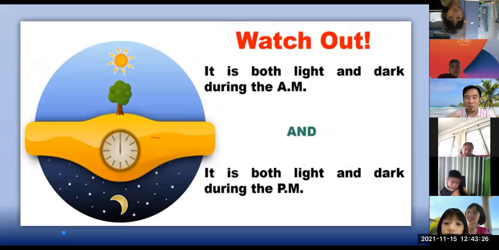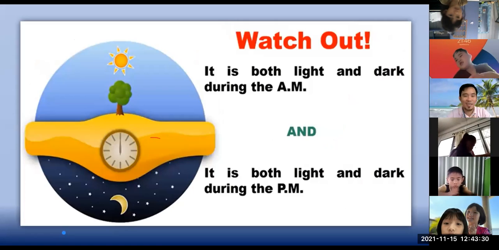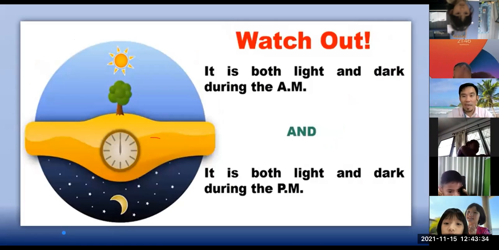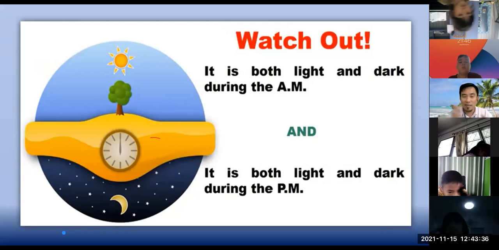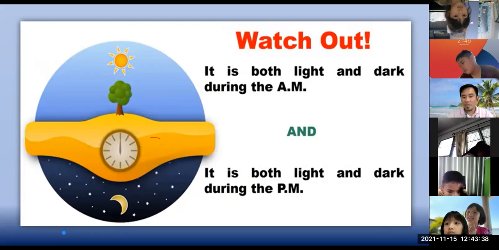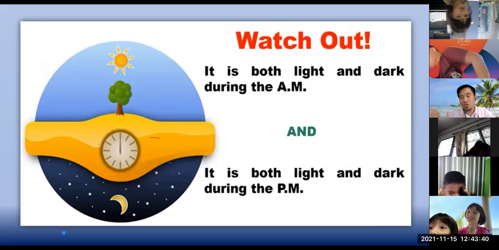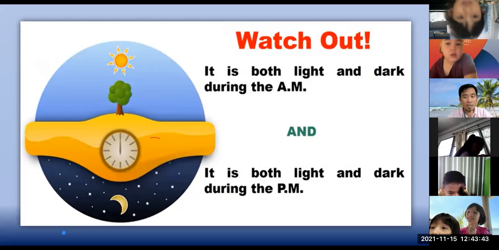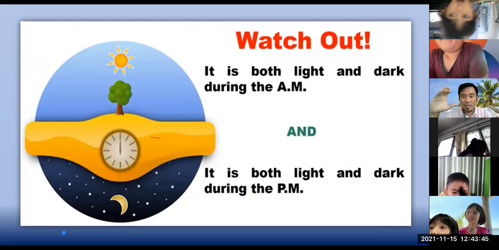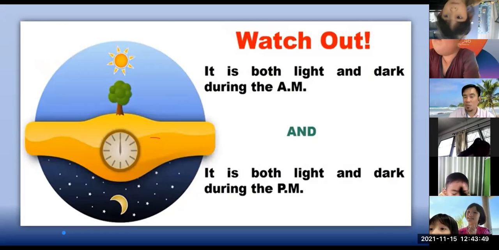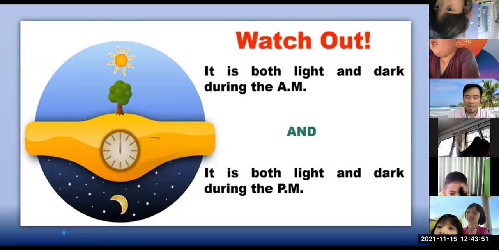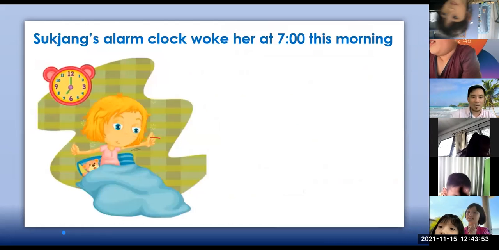Now watch out for this one, because it is both light and dark during the AM. AM has dark time and light time. And it is both light and dark during the PM too. Same with AM and PM. So we must be careful when telling the time.